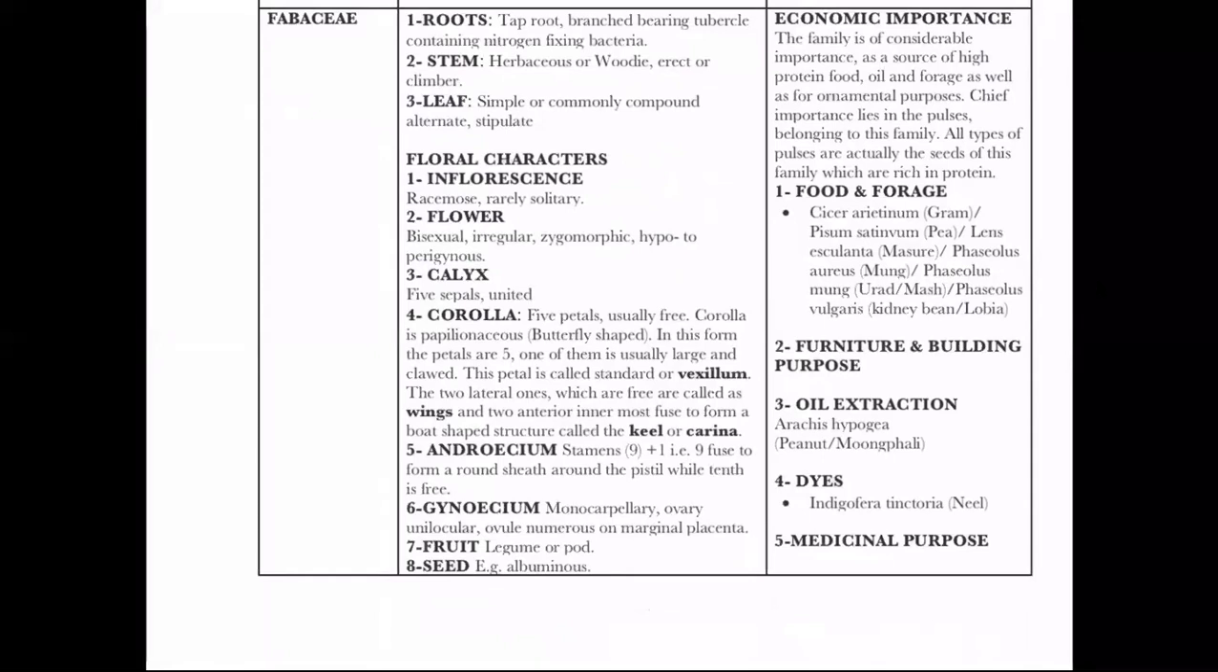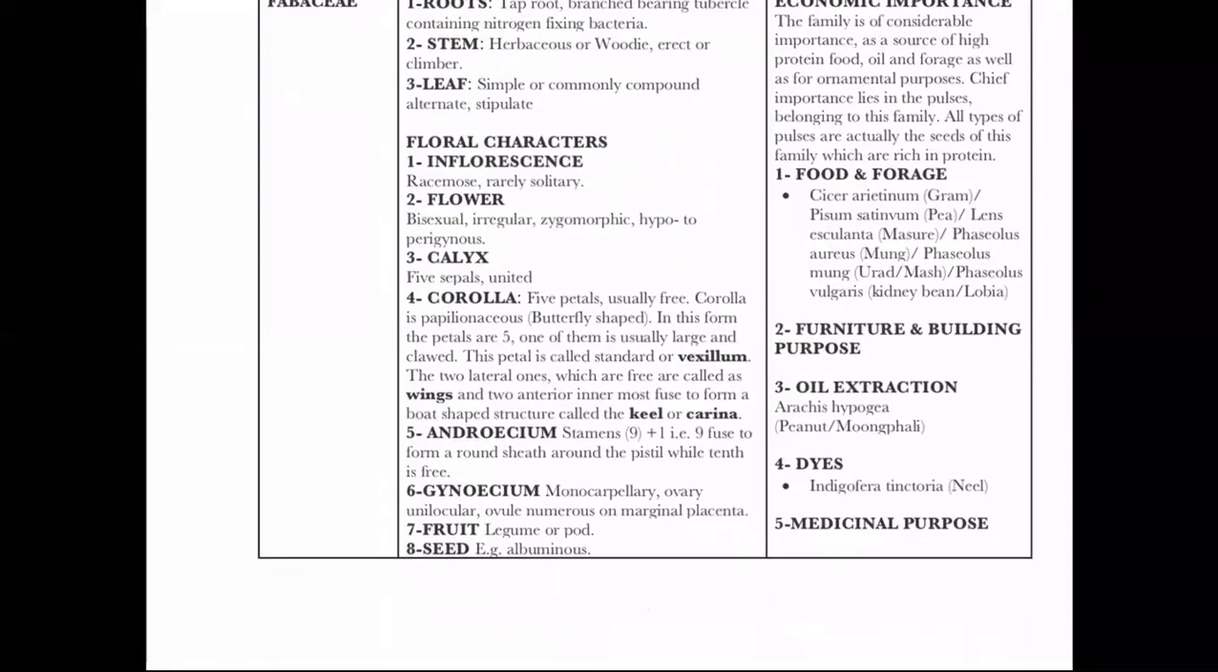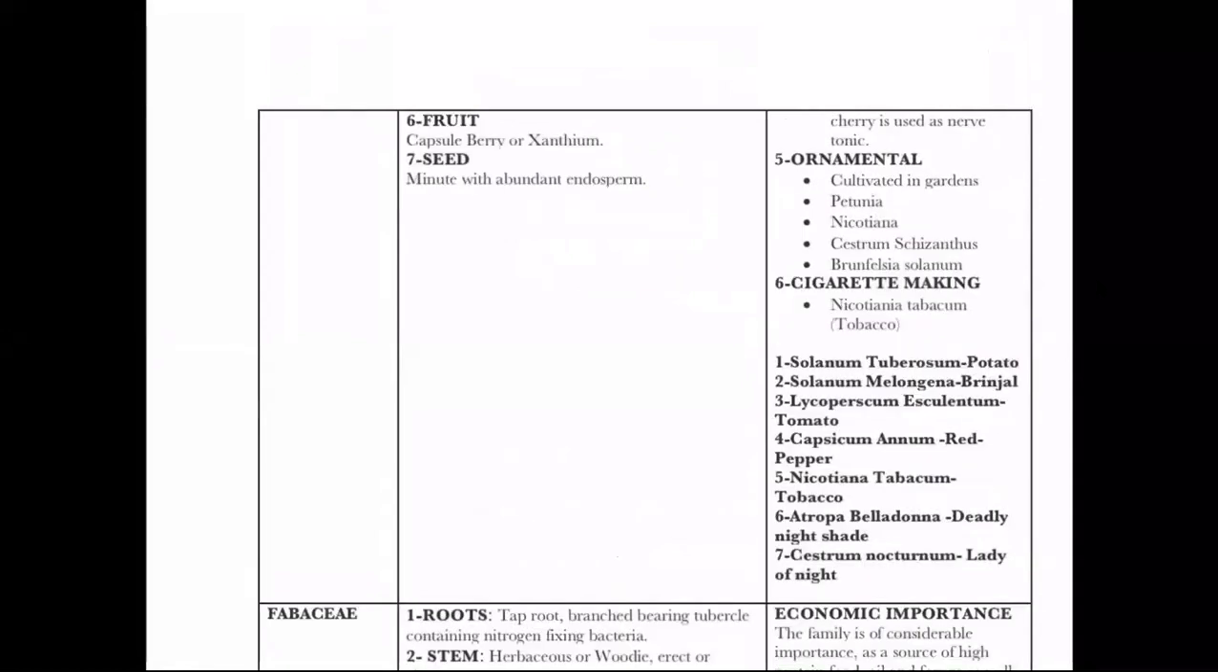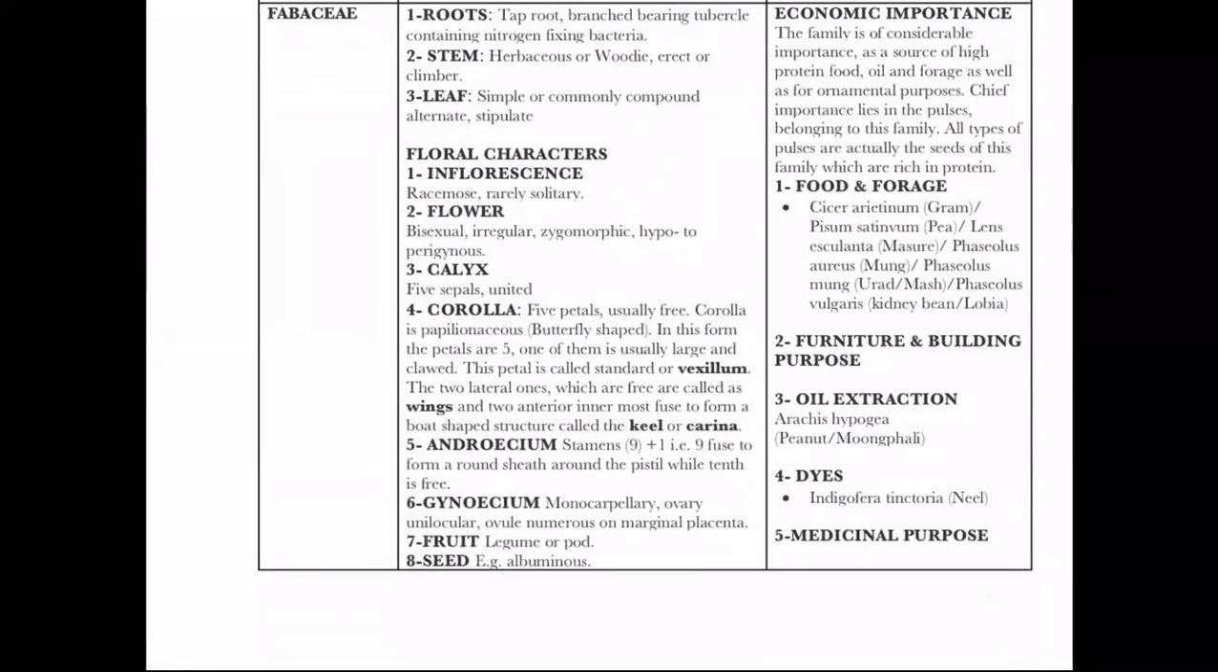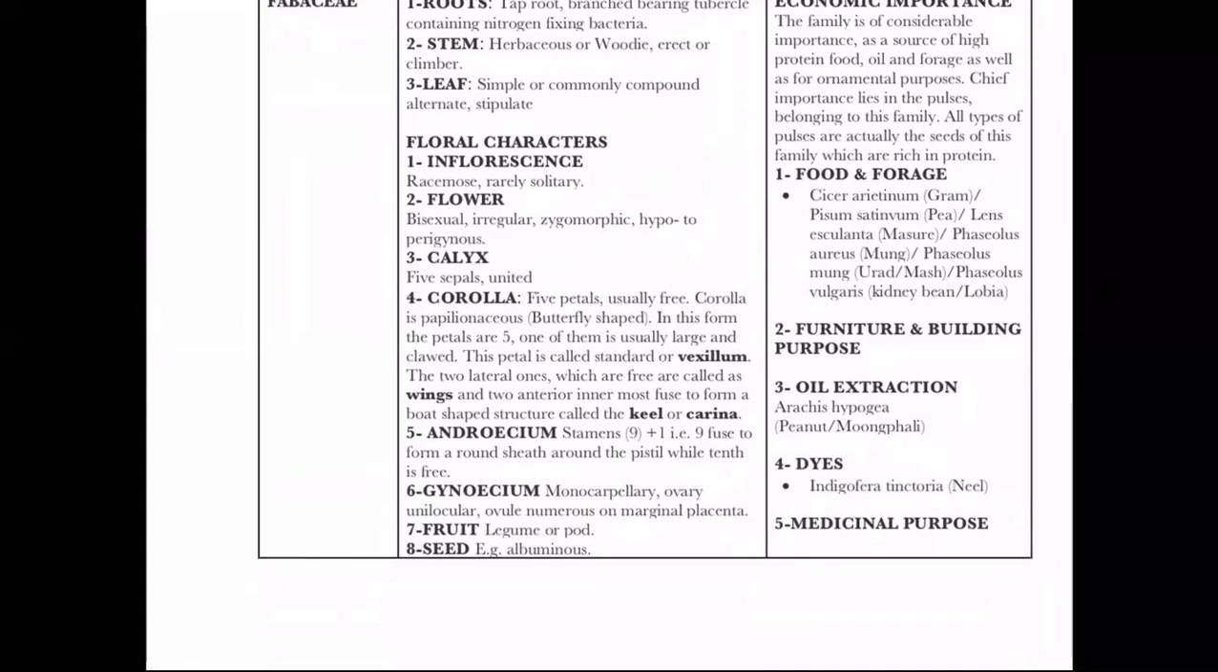Gynoecium is monocarpellary, ovary unilocular, ovules numerous on marginal placenta. Fruit is legume or pod, okay. In this you have gram, pea, moong, urad, mash, kidney bean, lobia. Okay.